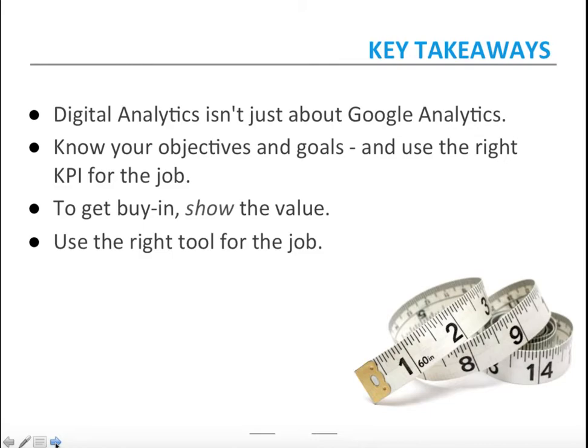So the key takeaways, and hopefully you've got some tactics and techniques that you can use, or different tool ideas. Digital analytics isn't just about Google Analytics, as you saw from the very beginning. It's about all of these other tools that you can use and should be using to optimize your website, to measure your content and your email. And the trick is knowing your objectives and goals, using the right KPI for the job. Remember, you don't want to use apply if those people are still in the research part of their journey. To get buy-in, one of the easiest ways is to show the value and show the struggle, show people struggling on your website, and obviously use the right tool for the job.